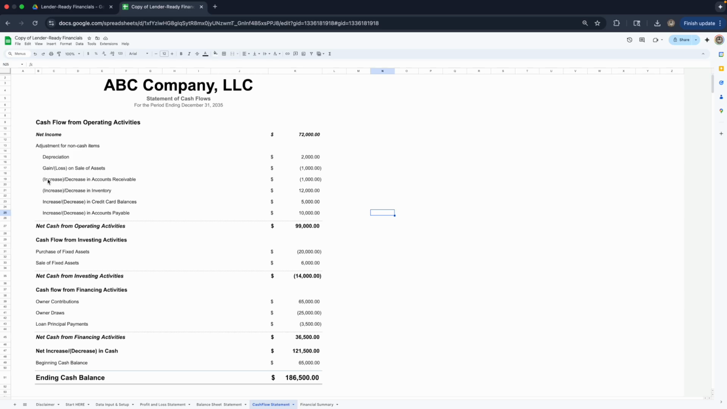So that's why when you see an increase and it's in brackets, it just means that if your accounts receivable is increasing, that has a negative effect on your cash flow, right? Because that means you haven't received the cash.